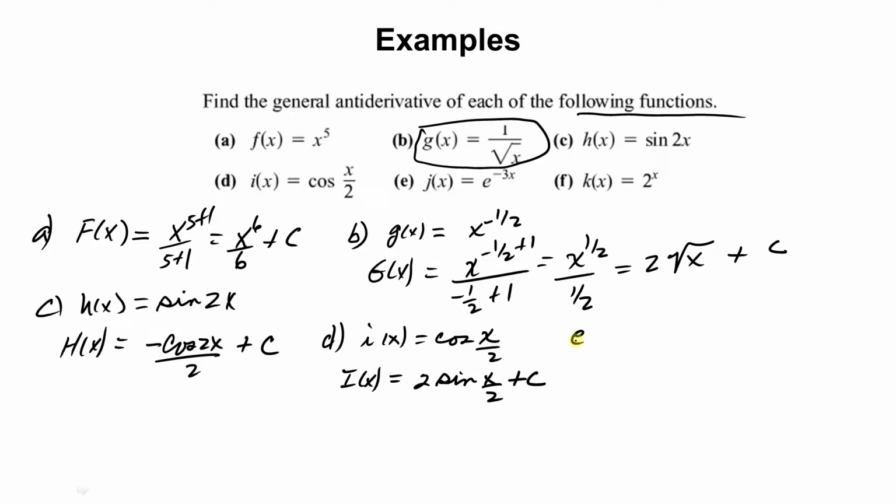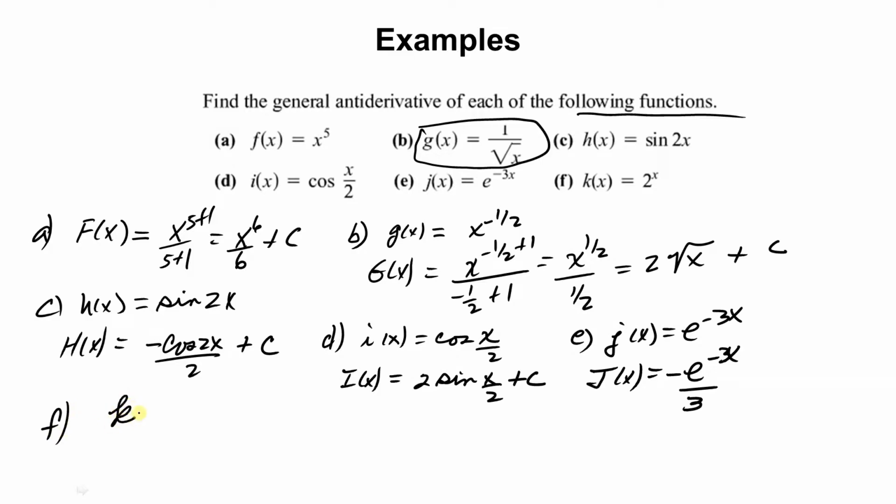Continuing for E, for j of x equals e to the minus 3x, capital J of x, its antiderivative would be minus e to the minus 3x divided by 3. And then finally, F, if lowercase k of x is equal to 2 to the x, looking at formula 8, capital K of x, the general antiderivative would be 2 to the x divided by ln of 2 plus a constant.